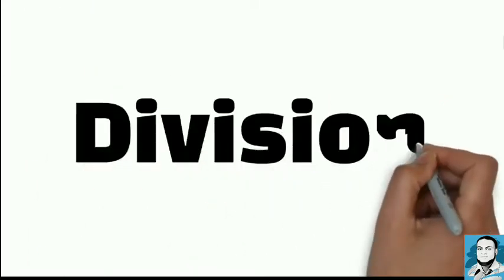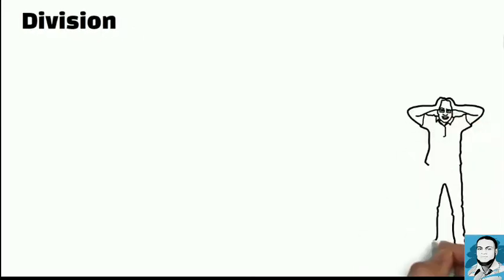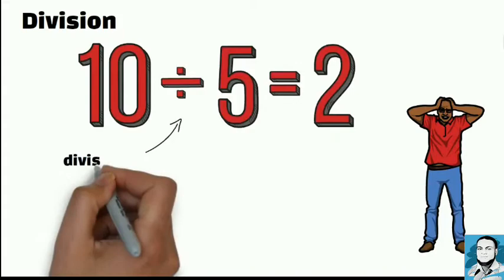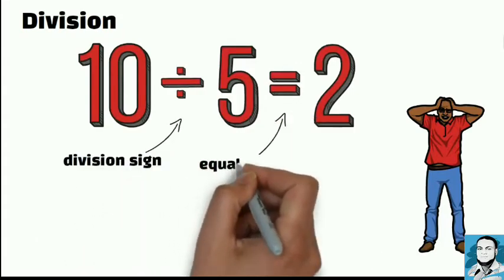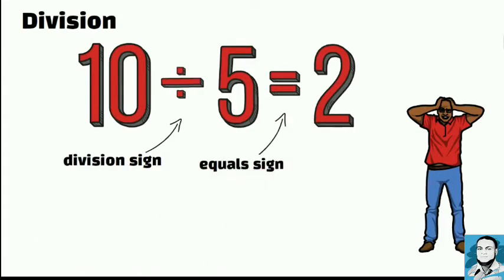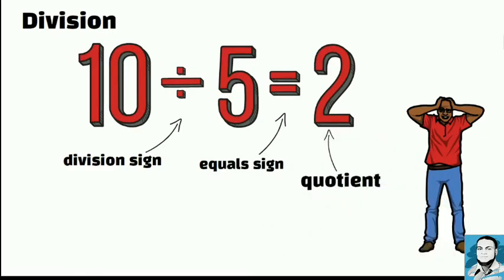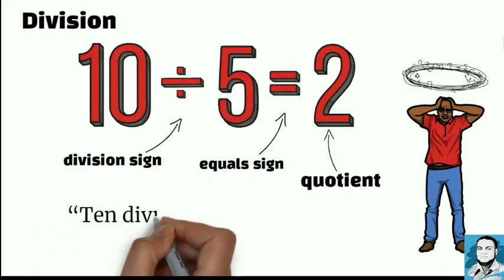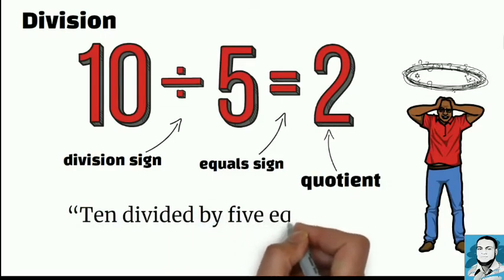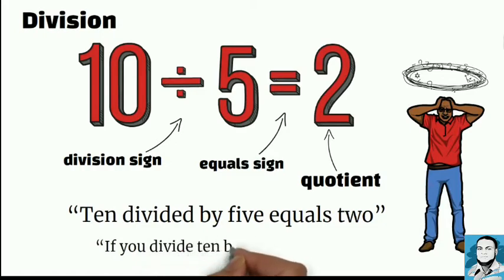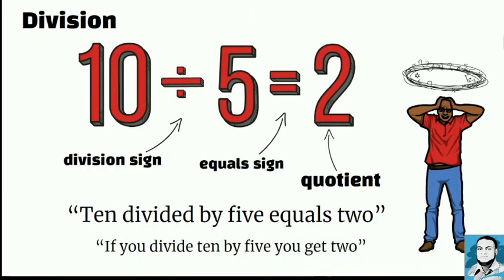Let's now move on to division. The symbols used here are the division sign and again the equal sign. The result of a division is called a quotient. We read the whole equation like this. 10 divided by 5 equals 2. Or if you wanted to explain this to someone, you could say, if you divide 10 by 5, you get 2.